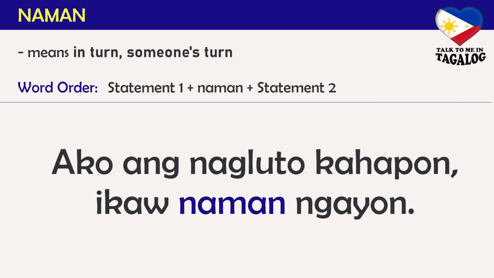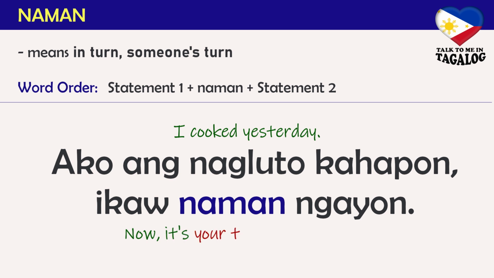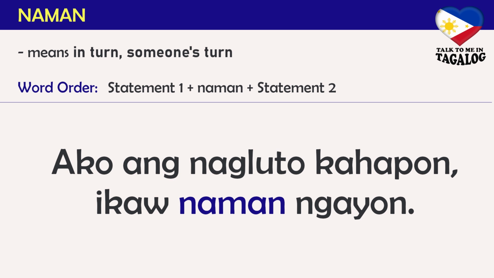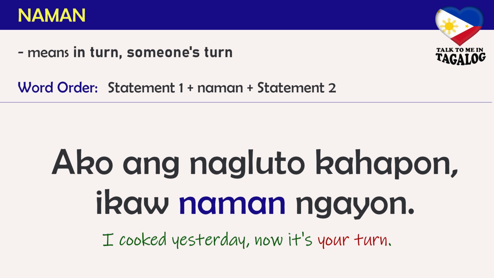Naman is also used to express someone's turn to do a certain task or action, like it's your turn, my turn, his turn, etc. The word order in this kind of sentence usually shows naman in the middle of two statements. Halimbawa, ako ang nagluto kahapon, meaning I cooked yesterday. Ikaw naman ngayon. Now, it's your turn. Ako ang nagluto kahapon. Ikaw naman ngayon. I cooked yesterday. Now, it's your turn.